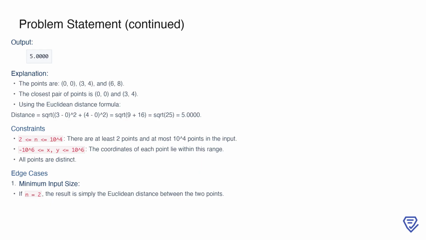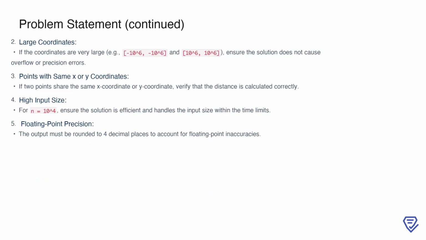Now let's consider some constraints and edge cases that are important for solving the problem effectively. The problem comes with several constraints and edge cases that need to be addressed. First, when there are only 2 points, the shortest distance is simply the Euclidean distance between them. Next, if the coordinates are very large, such as -10^6 and 10^6, the solution must handle these values without causing overflow or precision errors. For points that share the same x or y coordinate, the formula must still calculate the distance accurately.